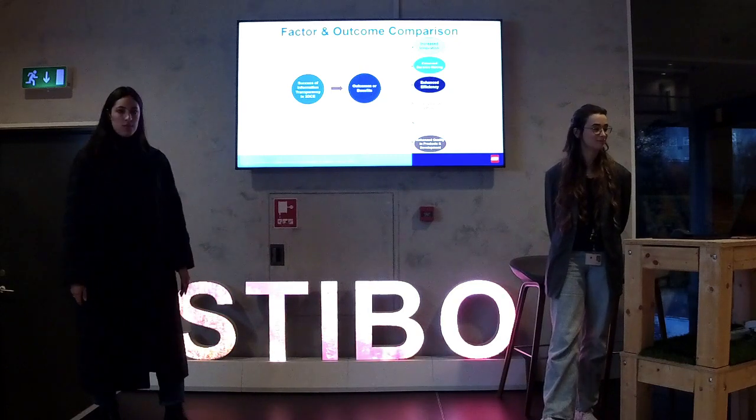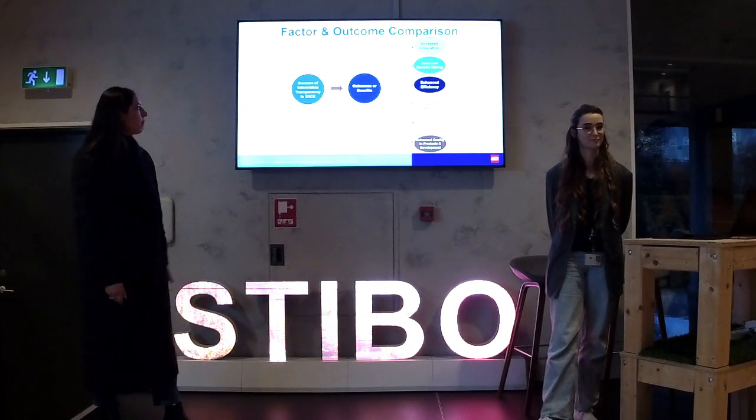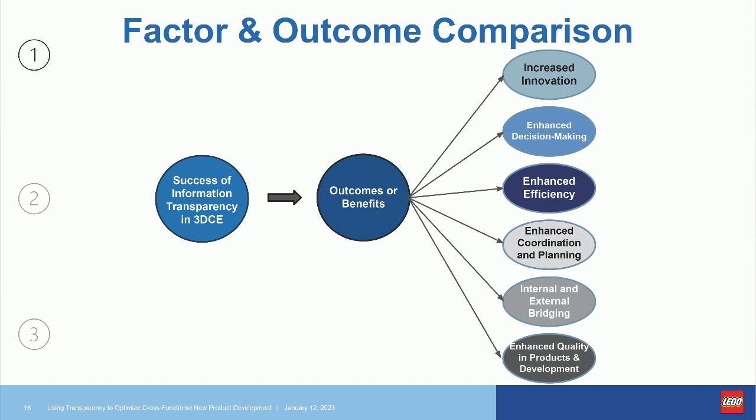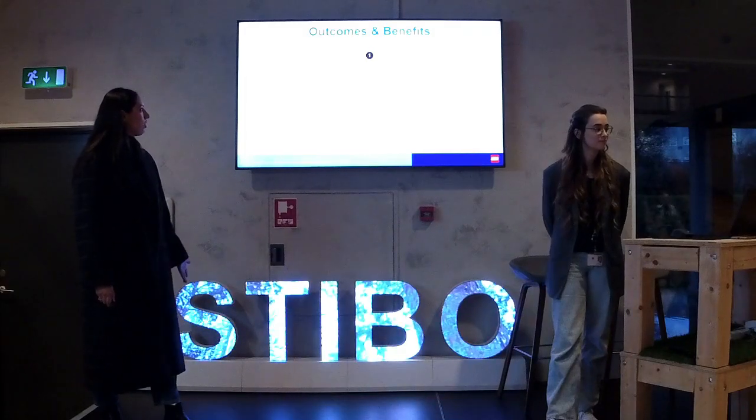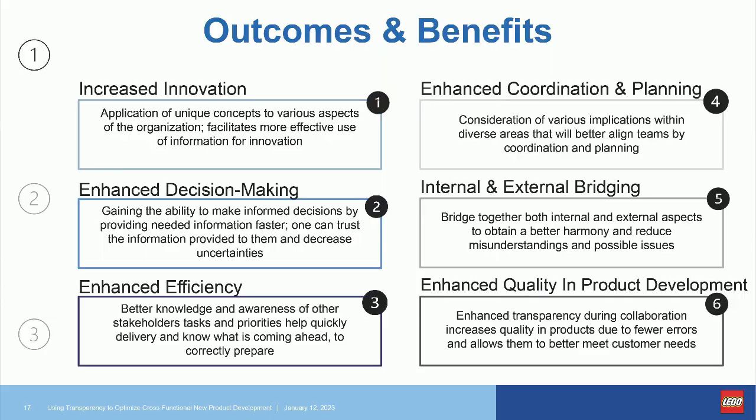Same for the outcomes. We came out with 6 different outcomes here. And of course, this is based on the success of the information transparency. This is what we expect will happen, the benefits and the outcomes that will come from it. So increased innovation, enhanced decision-making, enhanced efficiency, enhanced coordination and planning, a lot of enhancements, as you can see. Internal and external bridging, and enhanced quality in product development.